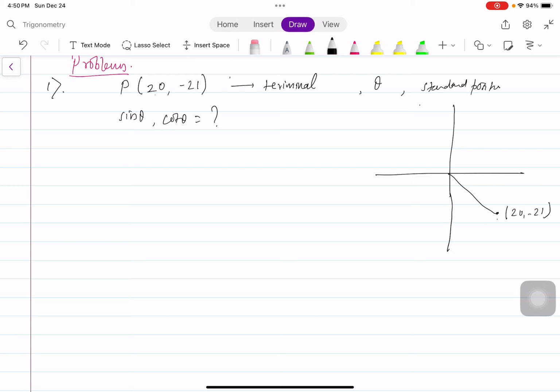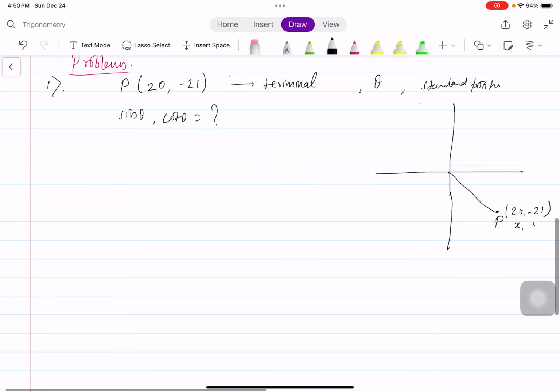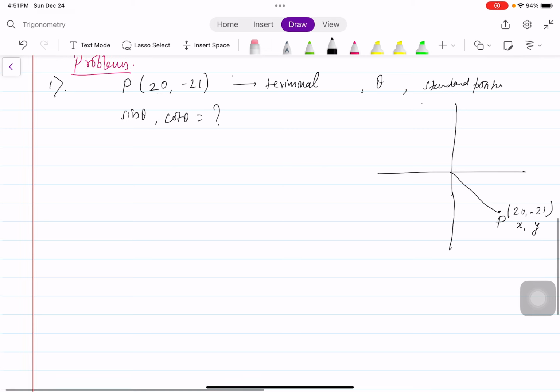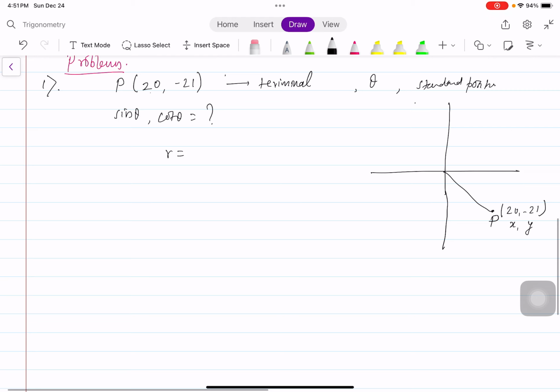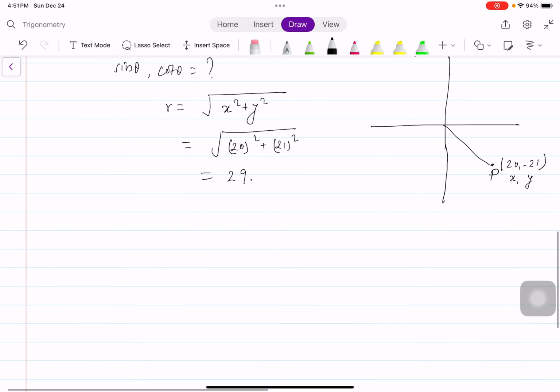So they say this is point B. So x is given, y is given. Now we have to find r. How to find r? R is always the square root of x square plus y square. So using these values, 20 square plus 21 square. Solve this using your calculator and it turns out that r is 29, taking the square root.